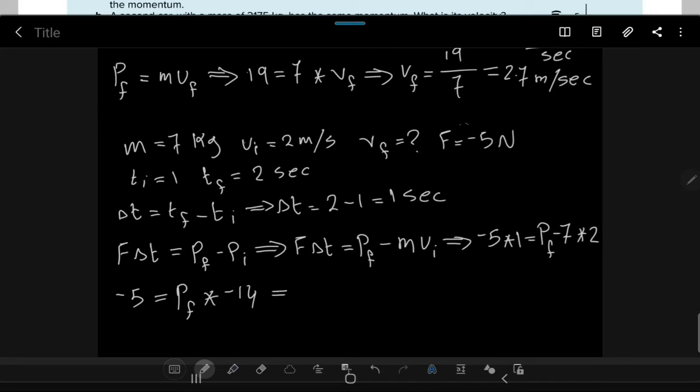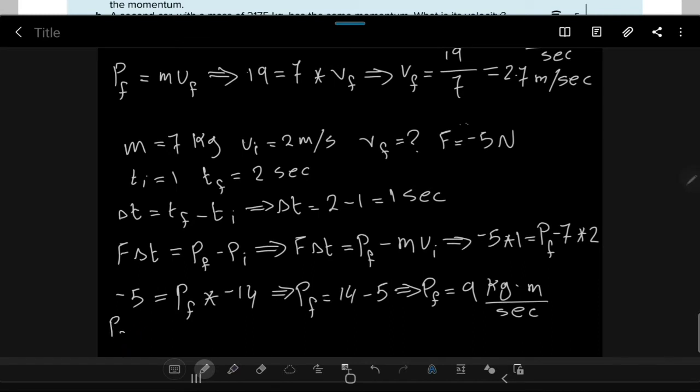Now we have P final equal to 14 minus 5, and P final equal to 9 kilogram meter over second. Now we found the momentum, and after that we could find the velocity, the final velocity.